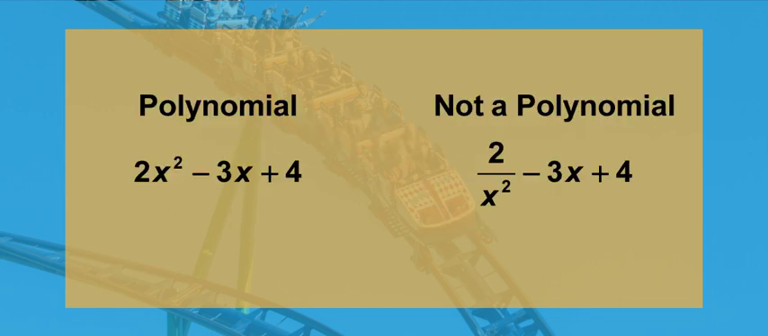The expression on the left has 3 terms and is a polynomial. The one on the right also has 3 terms but isn't a polynomial. Let's further refine our definition.